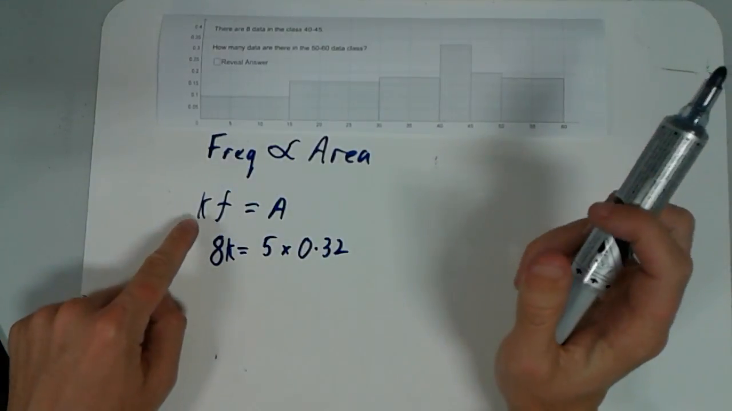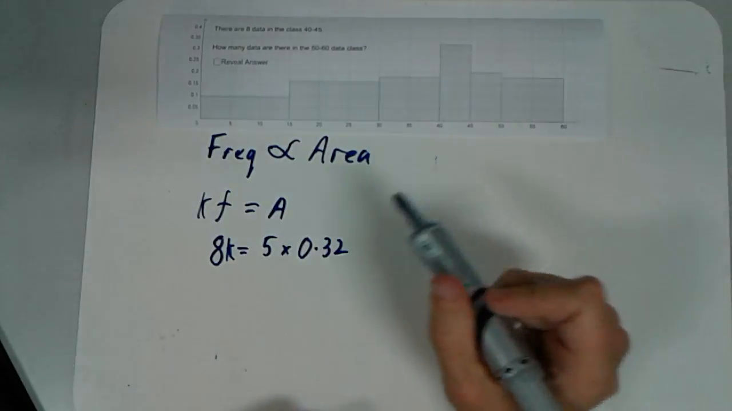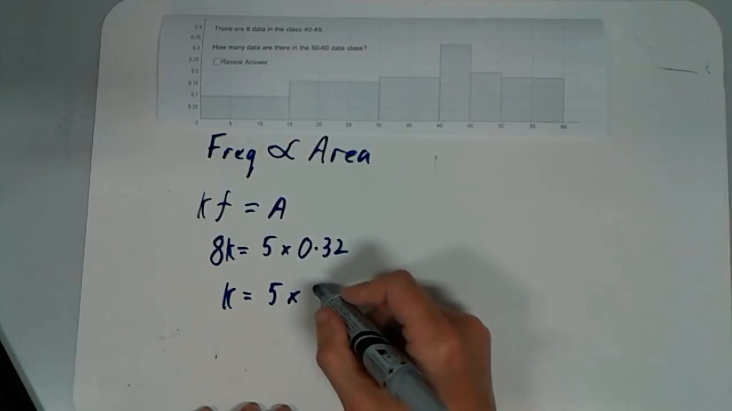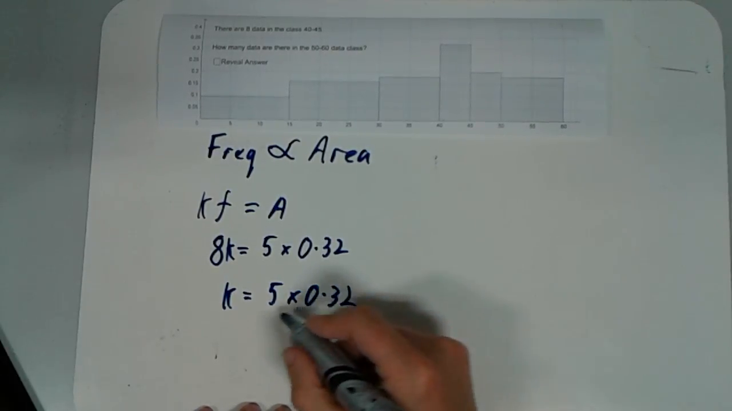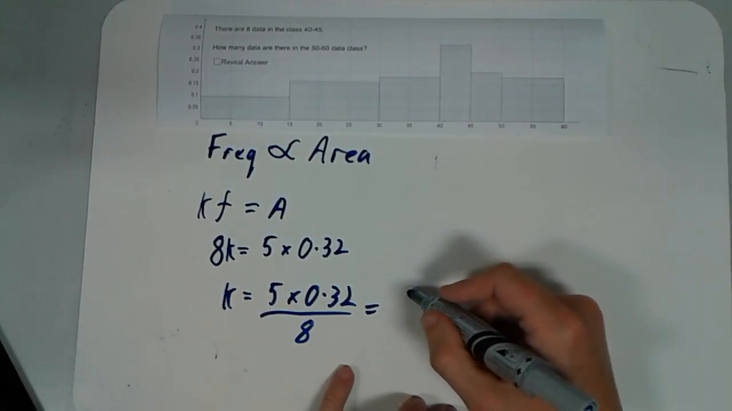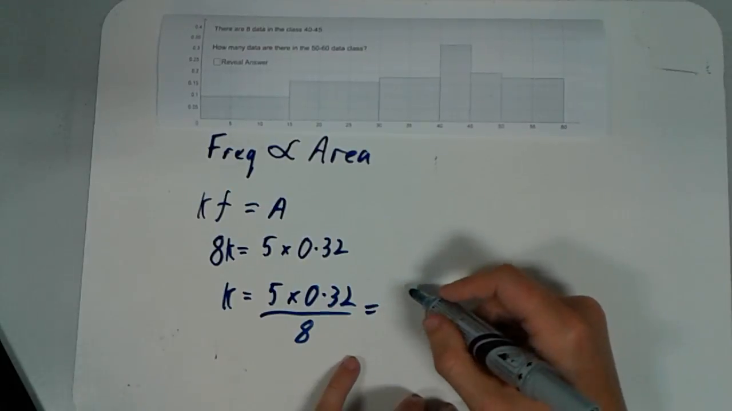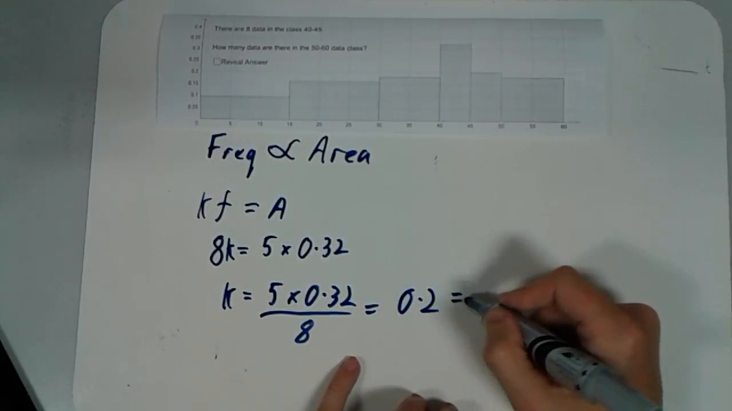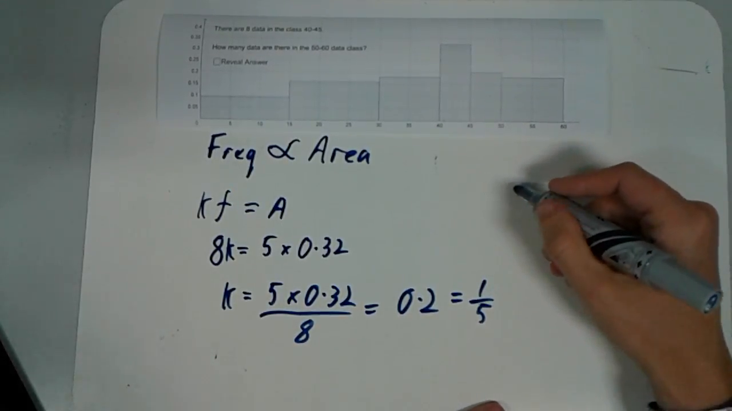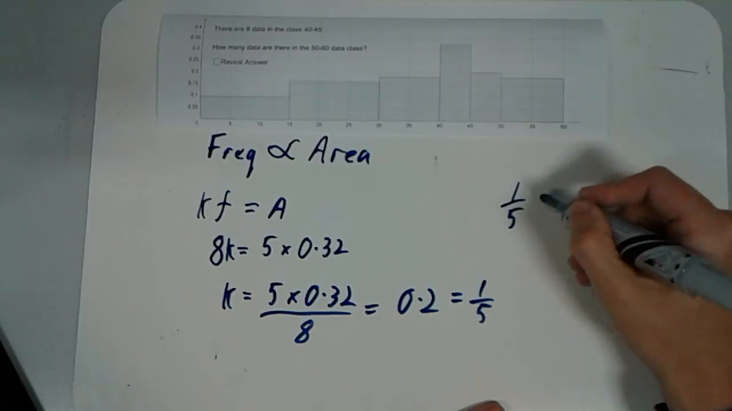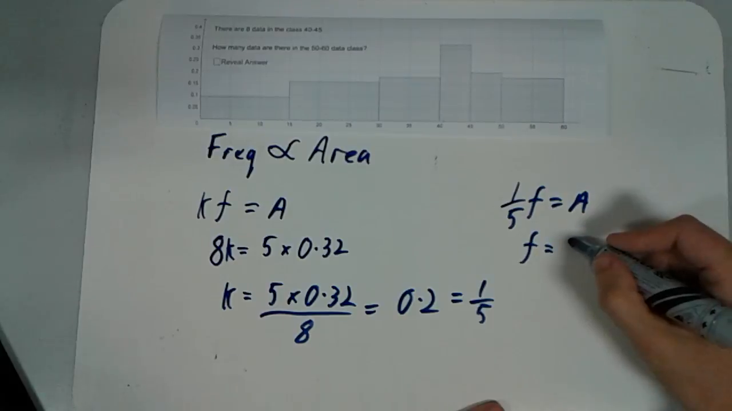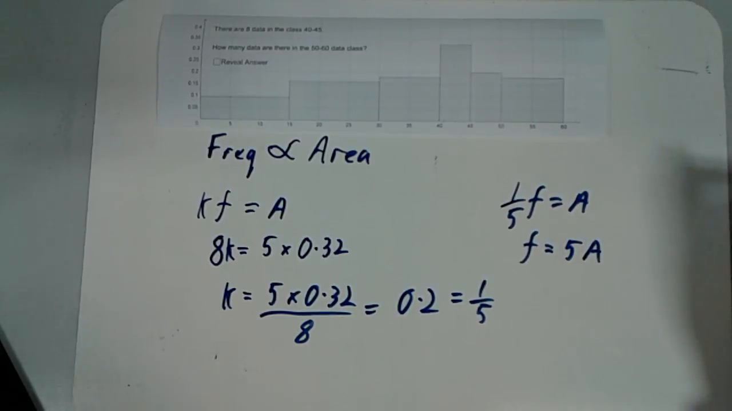Okay, so we have 8 times some constant is equal to our area. K is therefore equal to 5 times 0.32 over 8. 32 divided by 8 is 4, so that's going to give us 5 times 0.04, which is 0.2, or 1/5. That's excellent. We know the constant, so we know that 1/5 of the frequency is equal to area, or if you prefer, frequency is equal to 5 times the area.